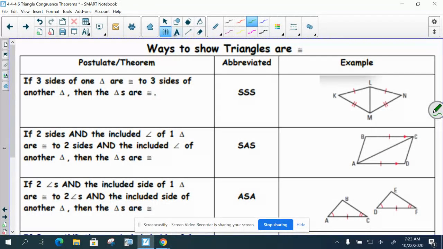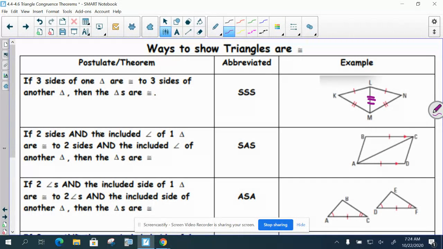Okay, so here come the abbreviations. The first one is: if three sides of one triangle are congruent to three sides of another, then the triangles are congruent. This is called SSS. In this diagram, you know that KL and NL are congruent, KM and NM are congruent. That's two sides, but what's the other side? Remember from some of the proofs that we've done that we can say that LM is congruent to itself by the reflexive property, so that would be the third side. Whenever they share something, go ahead and mark it congruent in the diagram.